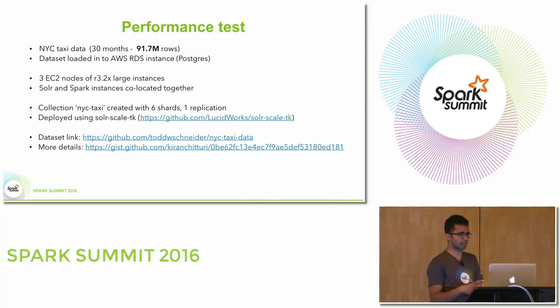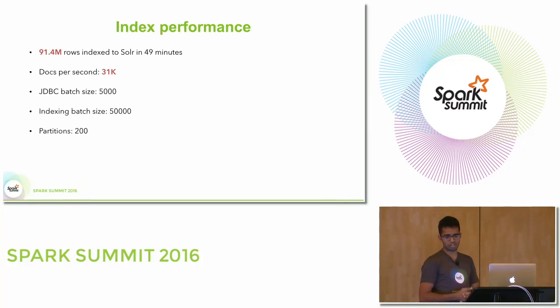It's all non-text data. I loaded this data onto an Amazon Postgres RDS instance, and then I used 3 EC2 nodes of R3 2XLarge. They have, I think, 61 gigs of memory and 8 cores. I co-located Spark and Solr together, giving half of the cores and half of the memory to Spark. Then I created a collection called NYC Taxi with 6 shards and a single replica. I did all this on EC2 by using the Solr Scale toolkit. There are more links here on what the data set is and exactly what I did.